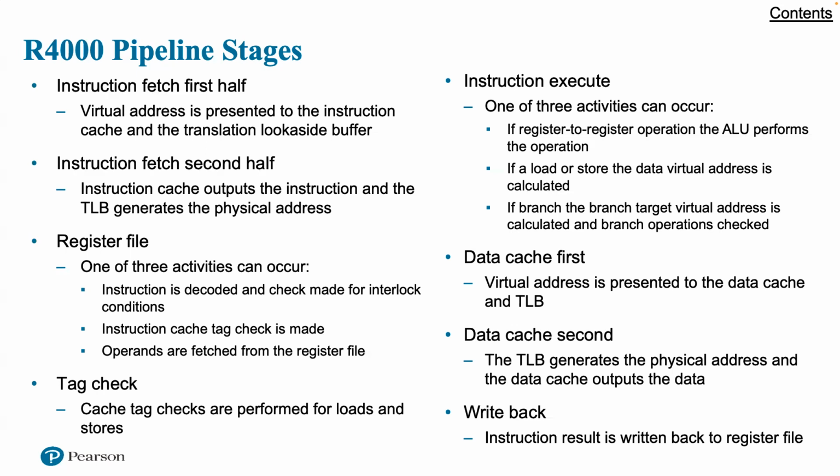Then we have the register file. Three activities occur in parallel. The instruction is decoded and a check is made for interlock conditions, that is, whether the instruction depends on the result of the preceding instruction. We have the instruction cache tag check made, and then the operands are fetched from the register file.